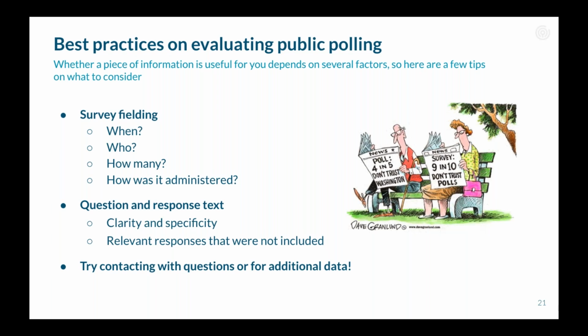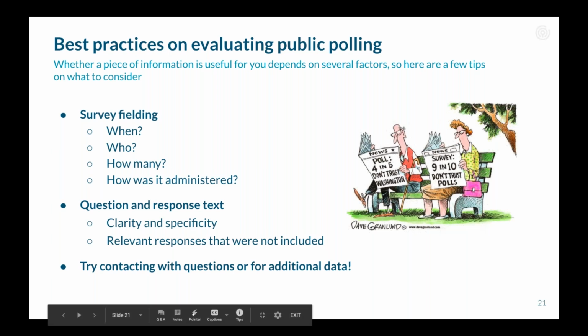Second, look for, if you can, the exact question and response wording. Was the wording clear? Were there caveats included or maybe not included that would change the way that people responded? And also, are there any responses that you can think of that should have been included that weren't? Because that could also affect how people respond. Lastly, if you still have questions, it's always worth trying to contact the author or the organization to ask for more information. We occasionally get these kinds of requests for research that we make public, and we always do our best to provide clarification.